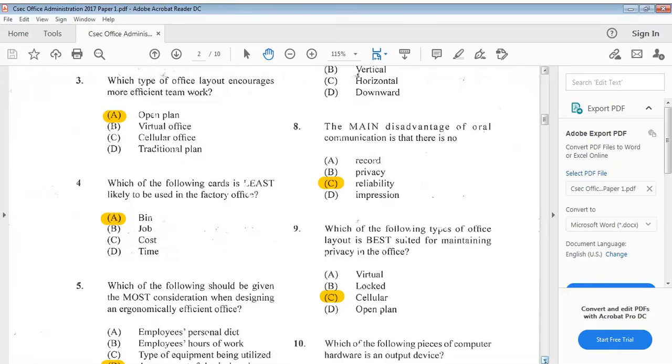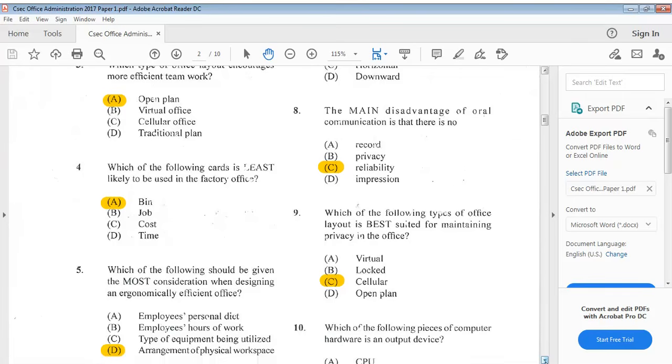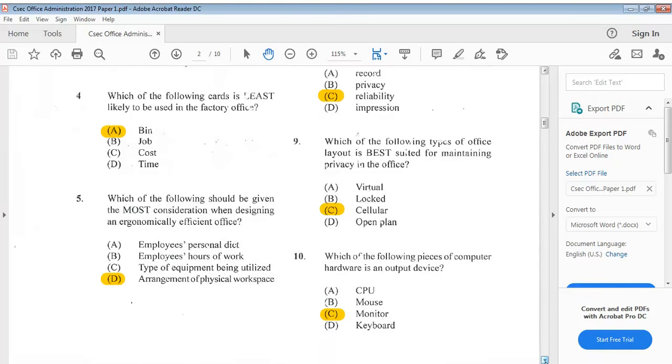Which of the following types of office layout is best suited for maintaining privacy in the office? A. Virtual. B. Locked. C. Cellular. Or D. Open plan. So our answer would be C. Cellular. Let's move on to number 10.